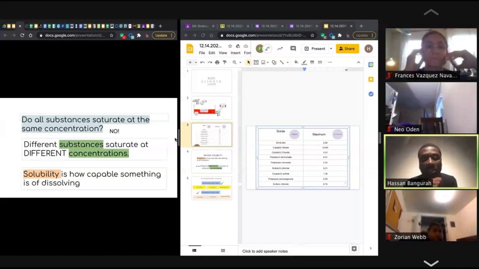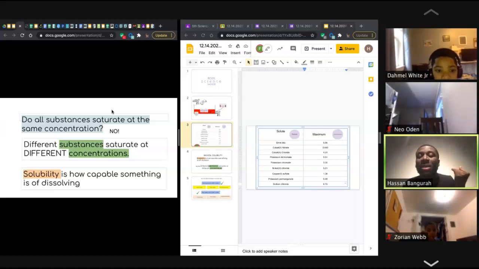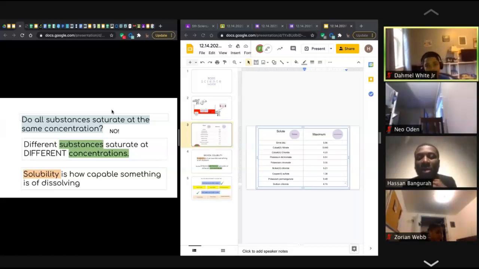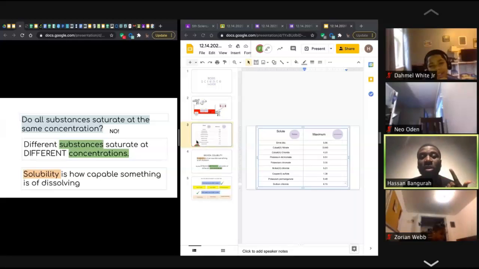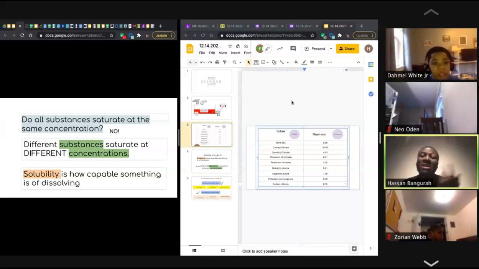Let's go, Demel. I think some are bigger than the others. Why else do we might think that different substances have different solubility? They might be bigger than the other. What other reason? Heavier. Say it one more time. Heavier. It might be heavier. So it's gonna be our job to figure that out.